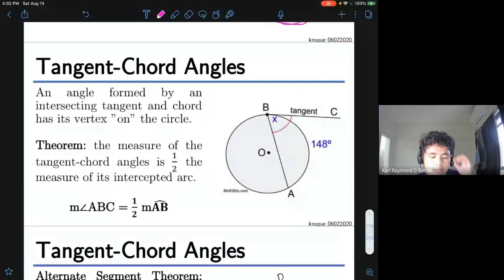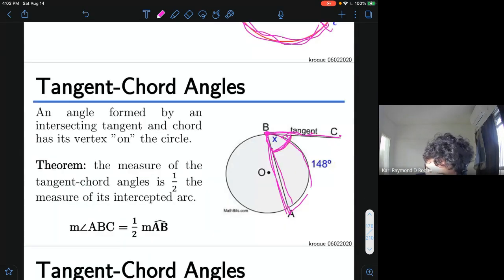Tangent chord angles. So, ayan. Example, meron tayong tangent. Ayan. Tapos, meron tayong chord. Yung vertex niya, quote-unquote, on the circle. Yan, yung measure niyan is 1 half the measure of arc AB or its intercepted arc. No? So, in this example, ang measure nito, itong x is 74 degrees. Kasi yung intercepting arc niya is itong AB and the angle it forms is the tangent. No? Okay? 74 degrees yan.